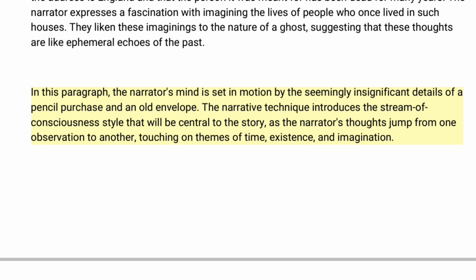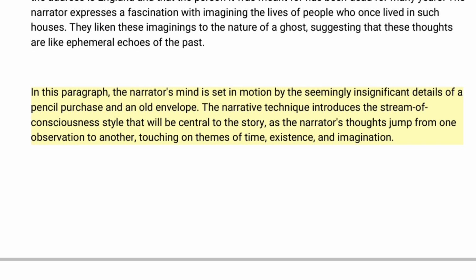After the initial contemplation of the envelope, the narrator's thoughts continue to flow. They consider the writing on the envelope, marveling at the loops and flourishes that compose it. The sight of handwriting on the envelope sparks their imagination, leading them to reflect on the history of the house where the person named in the address once lived. The narrator becomes captivated by the idea of people who have lived in such houses and envisions their lives.